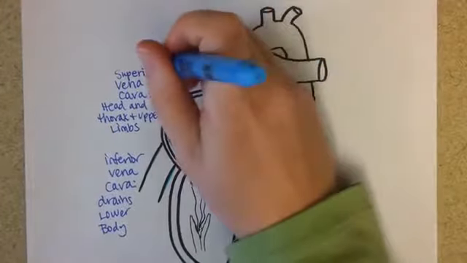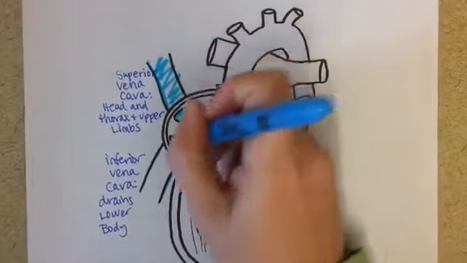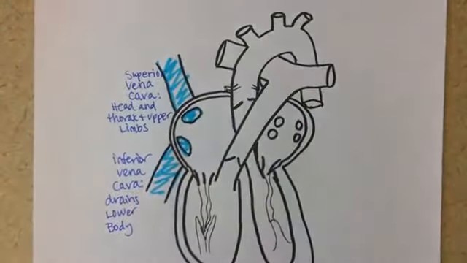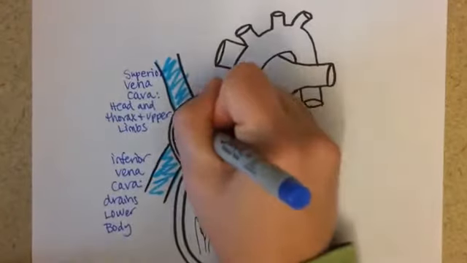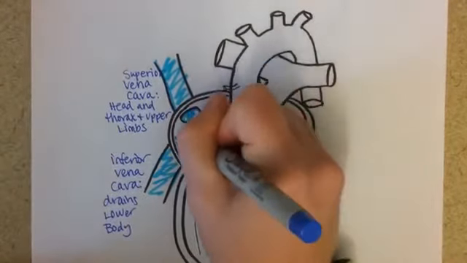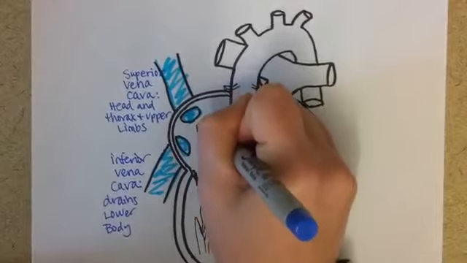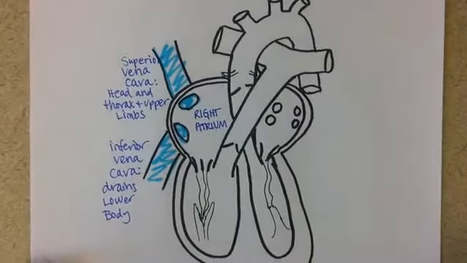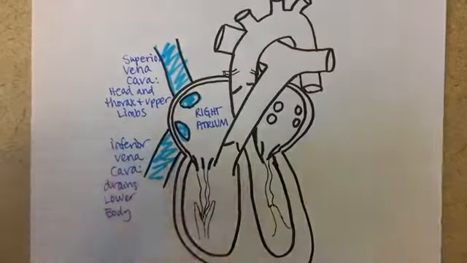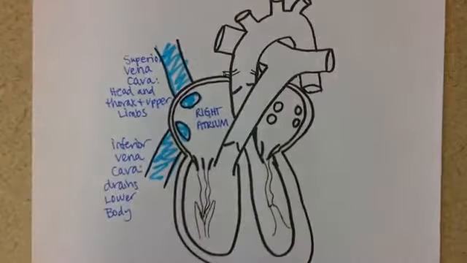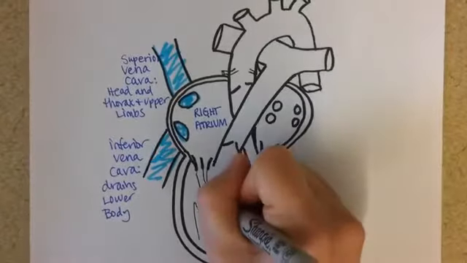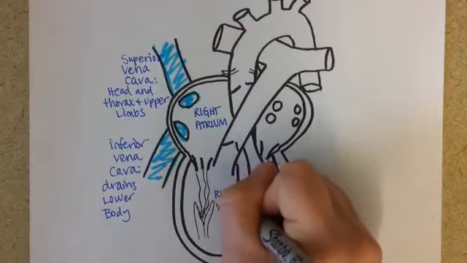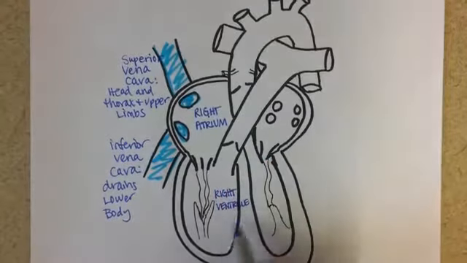So we're using blue because this blood is deoxygenated. So it enters into the right atrium of the heart. And then the heart gives a little bit of a pump and pushes blood down into the right ventricle. Sorry about that. So this is the right ventricle.